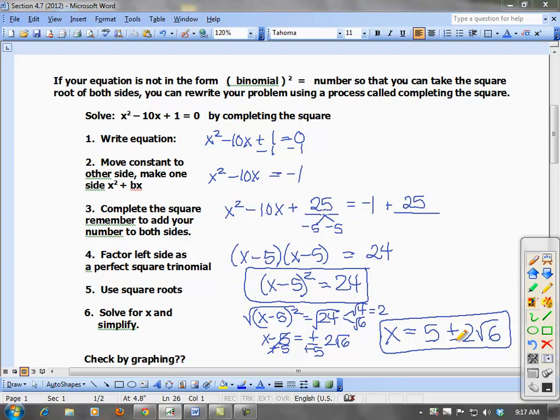For right now, though, your answer has to be exact. There are no decimals for me. And if it's exact, then it means it has to contain the square root or be a whole number. Okay? So this is the process. Now I'm going to walk through some more of these with you, and we will do some more in class, but I'm trying to get you to break down the process step by step.